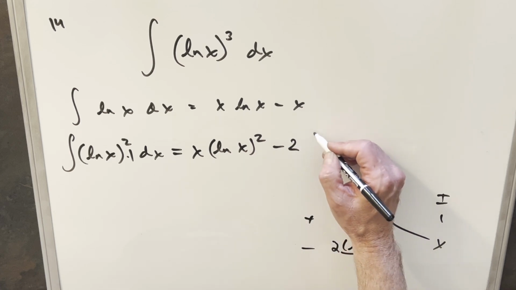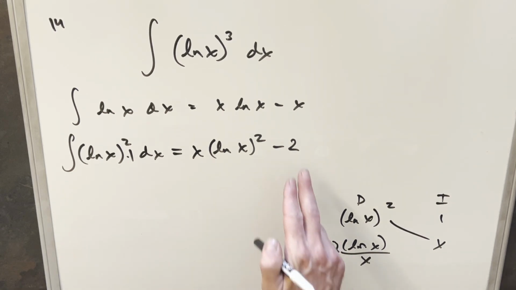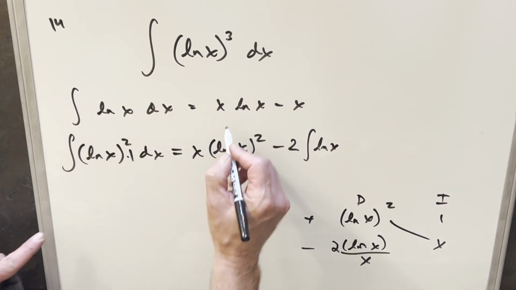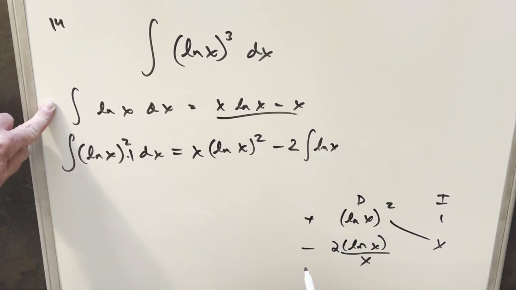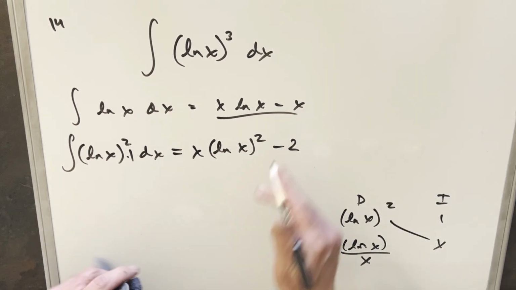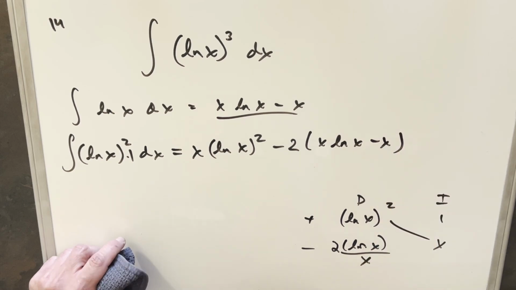Then here we're going to have an integral, but what's going to happen, we're going to have minus 2. The x's are going to cancel, and then here we're going to have the integral of ln x, but we already have our answer for that right there. So that's kind of why I went in this order, because I wanted that value, so I can just take that, plug it in here, this x ln x minus x, okay?